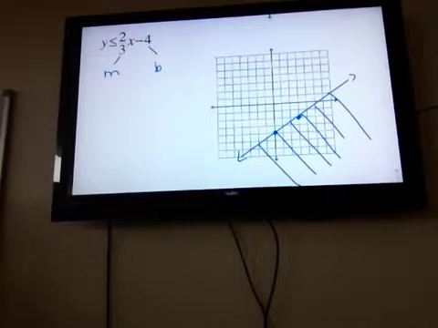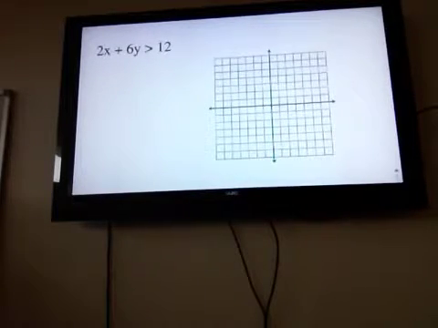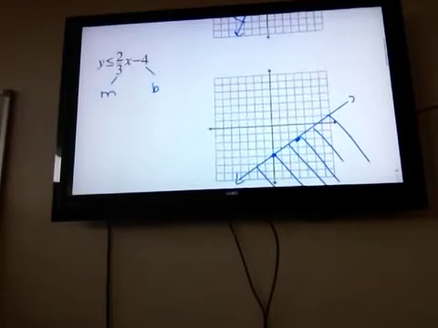Okay, question on that one? Okay, let's look at this one. Yes? I'm still confused on how you determine where to shade.